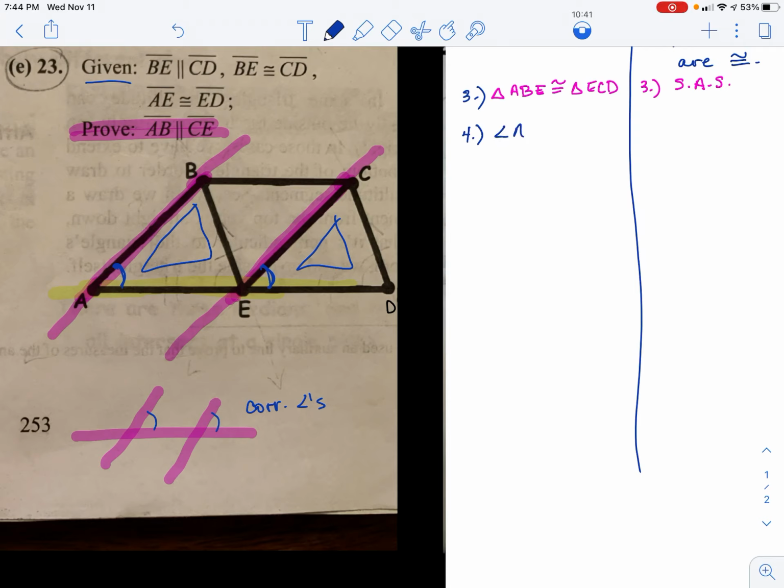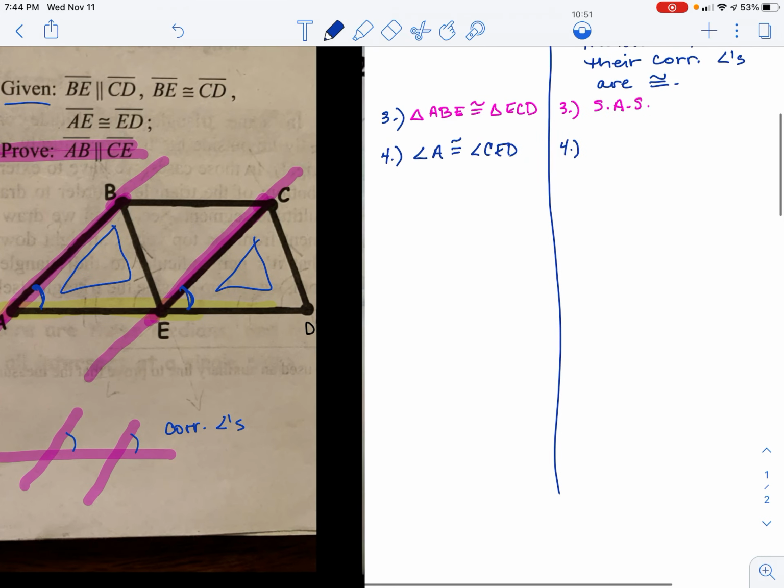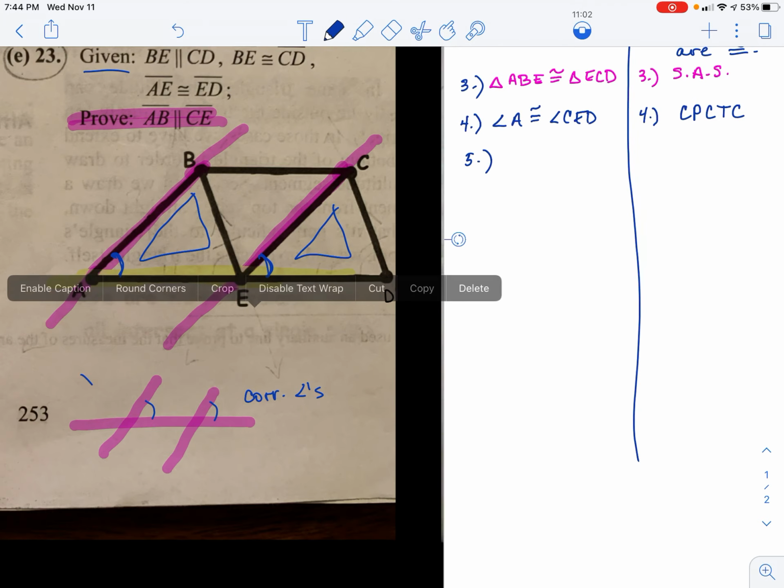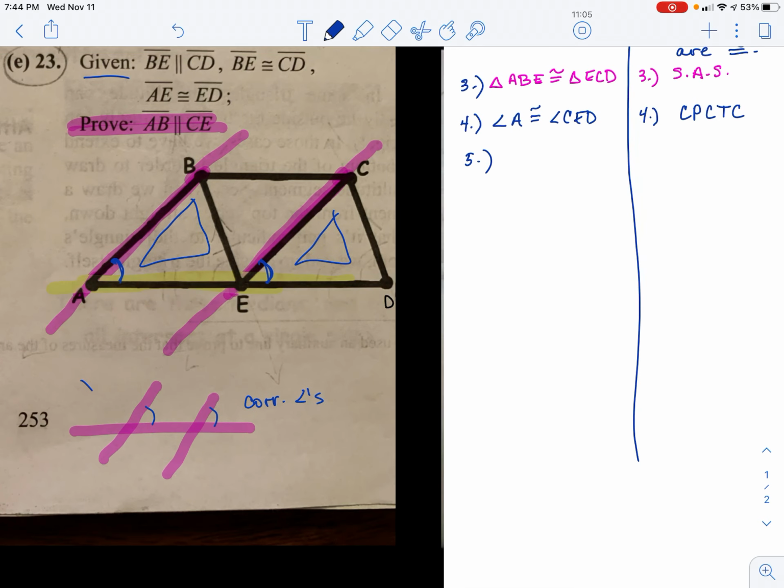So the first thing we want to do is go ahead and mark that angle A is congruent to angle CED. And how do we know that? Because the triangles are congruent, so all corresponding parts are congruent. So corresponding parts of congruent triangles are congruent. That's step 4. We have to put that in there because once you've shown that those angles are congruent, now we can look at this diagram that I drew here to show how that fits into parallel lines.